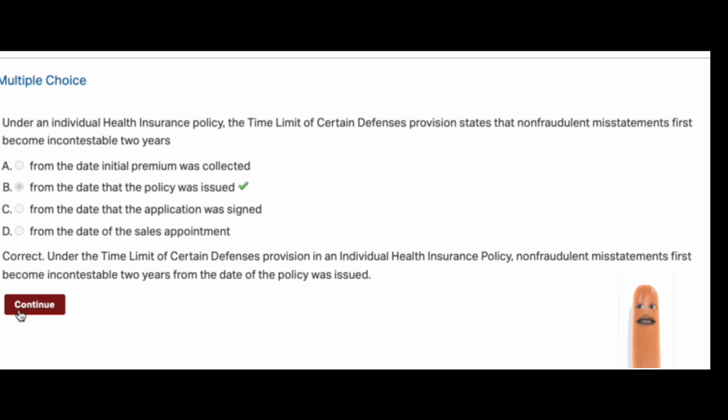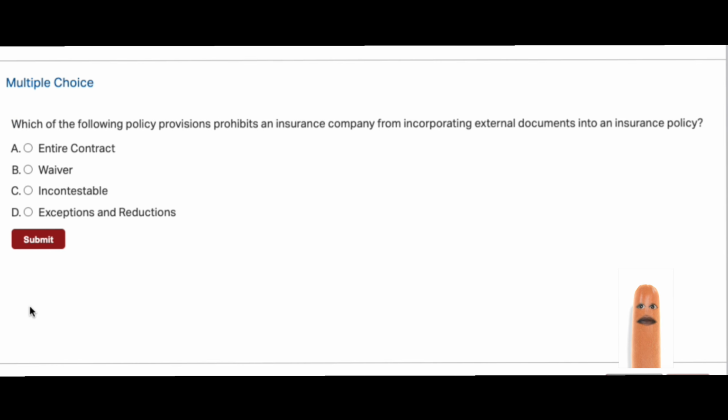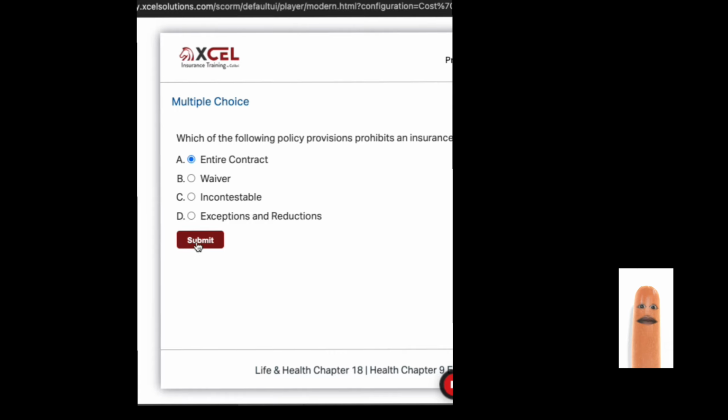I said please. Okay, you say, which of the following policy provisions prohibits an insurance company from incorporating external documents into an insurance policy? A, entire contract. B, waiver. C, incontestable. Or D, exceptions and reductions. I'm going with A, Bob. Entire contract for 33 points. Ding! Correct. Boy, I'm on the road today.